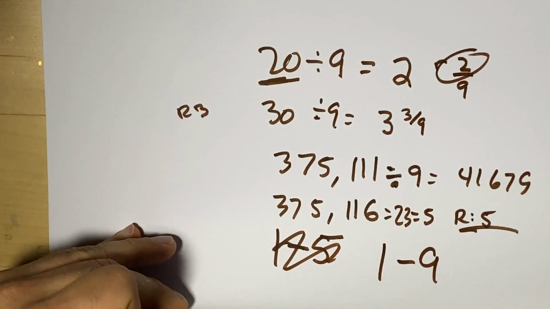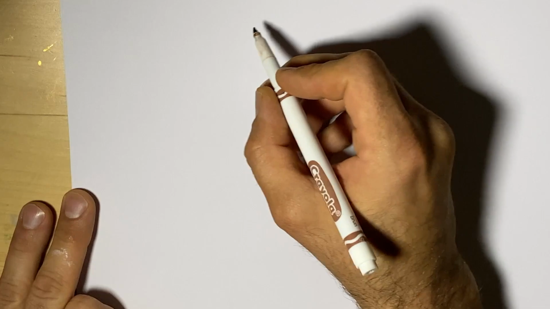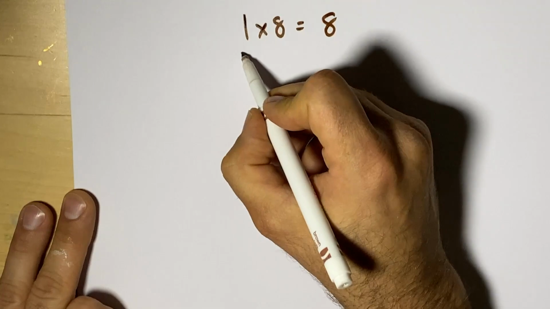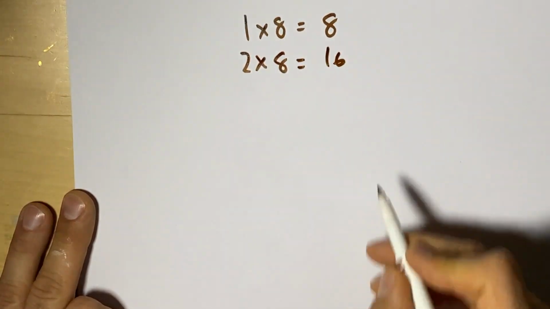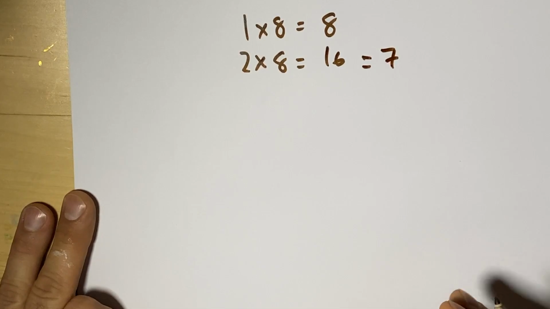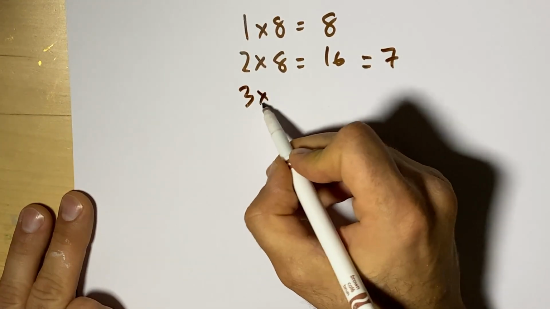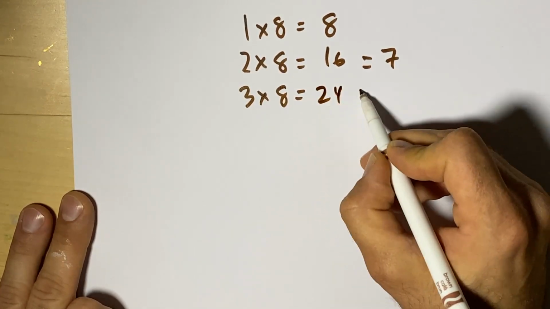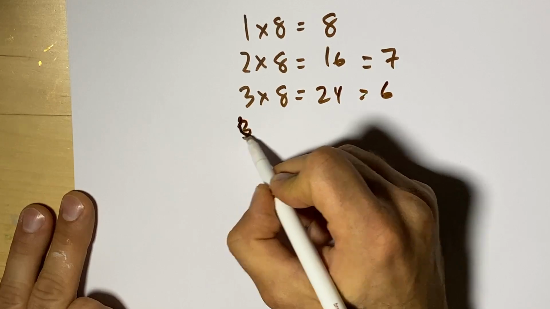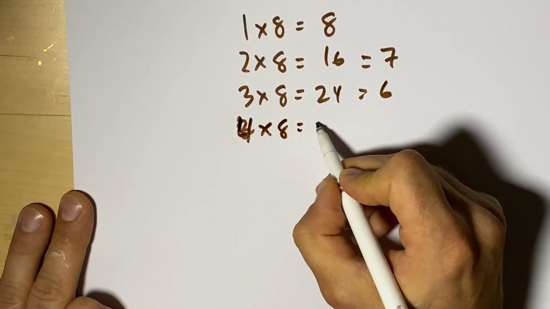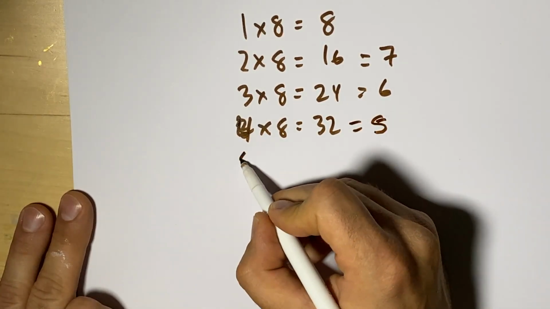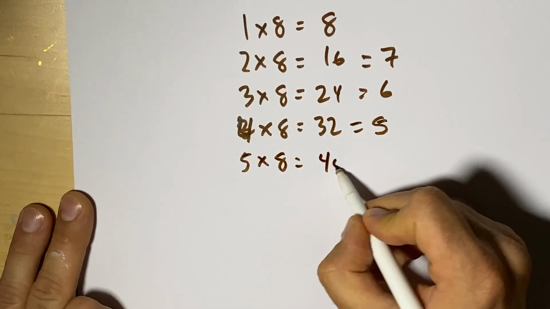When we look at other numbers, we can also see different patterns. So how about if we divide by 8? So look at 1 times 8 is 8. 2 times 8 is 16, which is 7. So we're going to do the reductionism. 3 times 8 is 24, which is 6. 4 times 8 is 32. Can you see what's going to happen? 8, 7, 6, 5. So 5 times 8 is going to be 40.